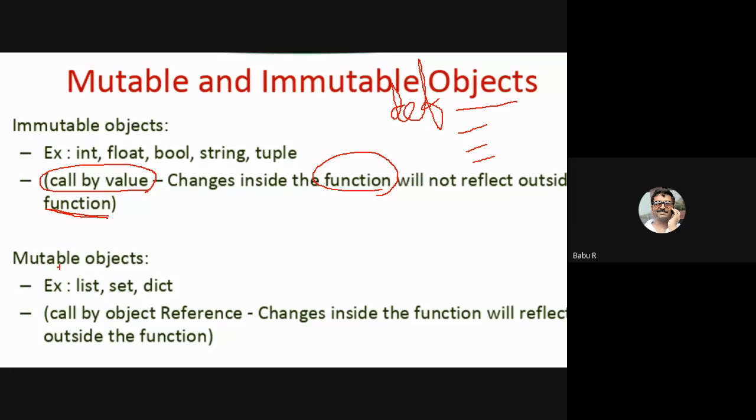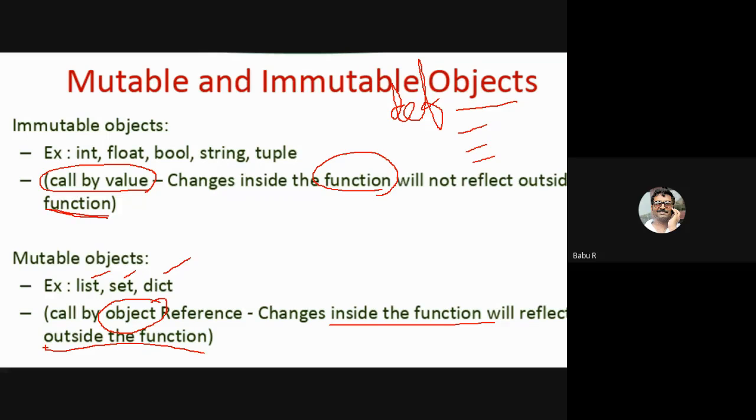Right? Next we have mutable objects, for example list, set, dictionary. Here it is call by reference, or call by object reference. If you make any changes inside the function, that will get reflected even outside the function. I will demonstrate this with an example. So just remember the point.